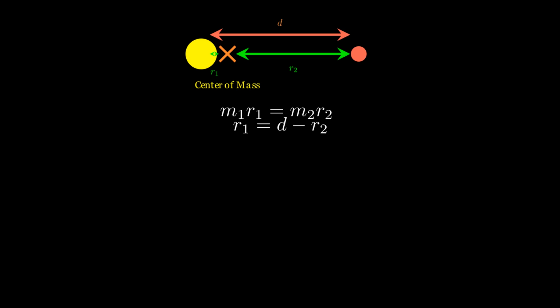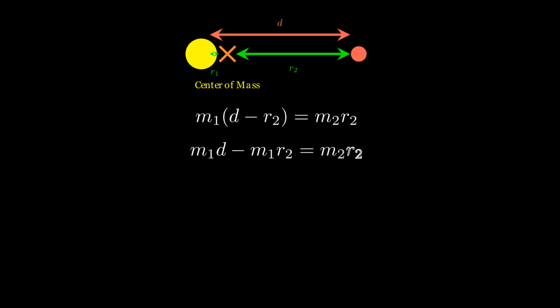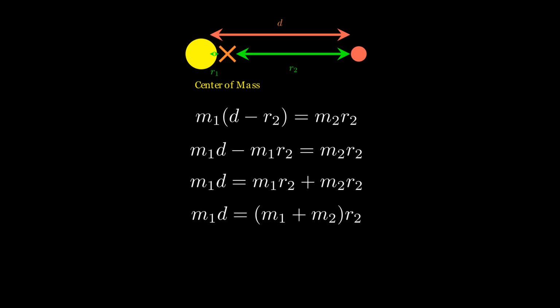From this we can derive that m1r1 equals m2r2, and from this we can also derive that r1 plus r2 equals d. From this we can substitute r1 and r2 in terms of d, giving us r1 equals m2 over (m1 plus m2) times d, and r2 equals m1 over (m1 plus m2) times d.